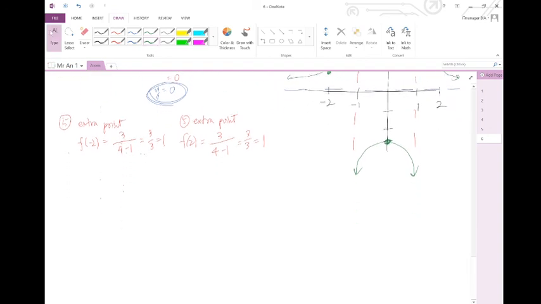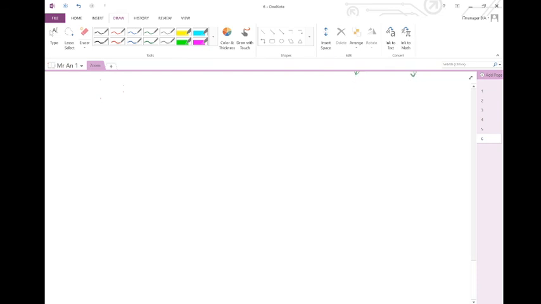In pre-calculus, you'll be dealing with a graph where a point will exist on the horizontal asymptote.